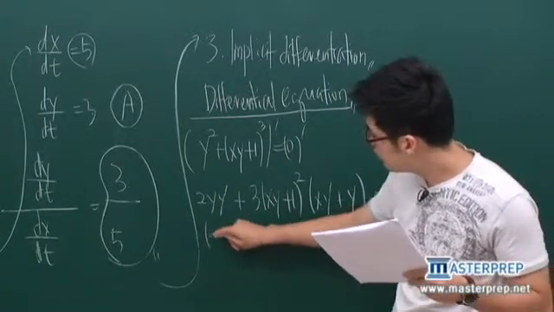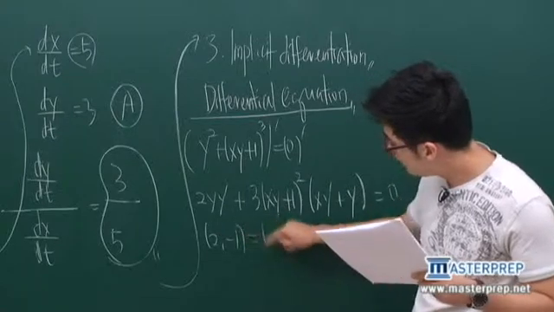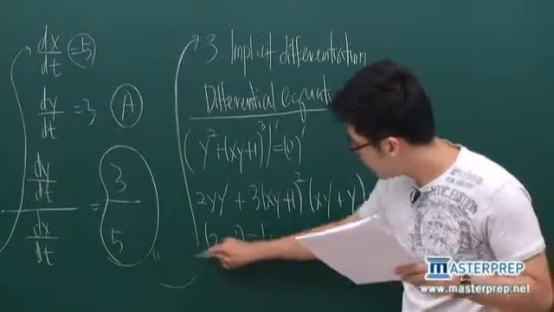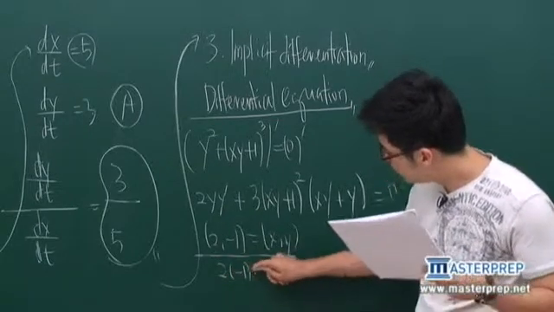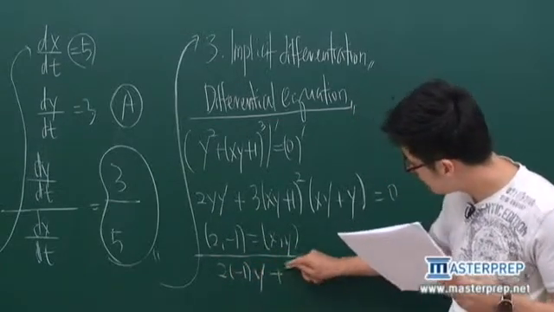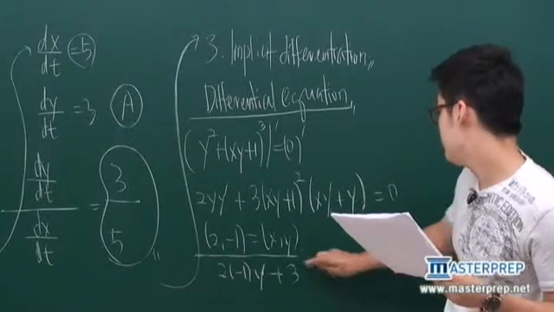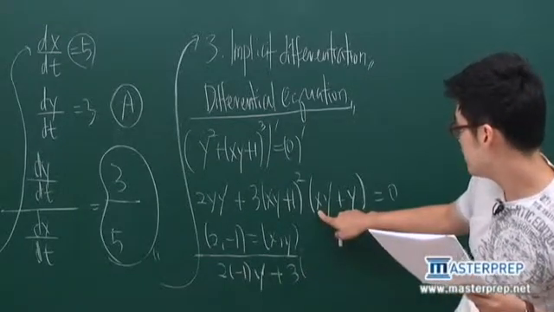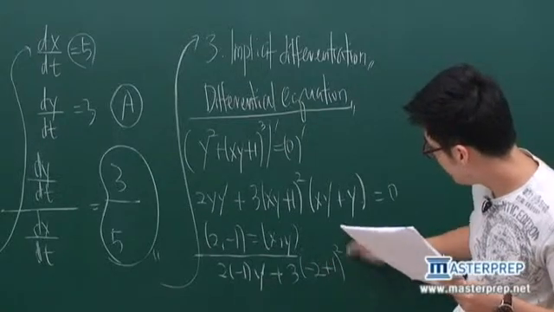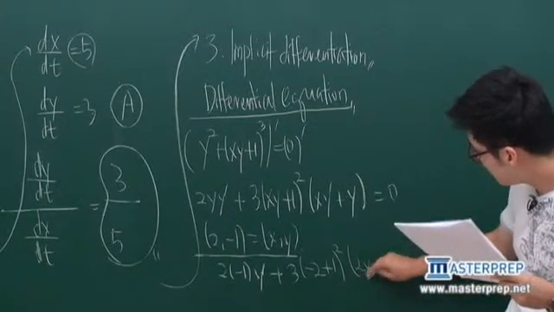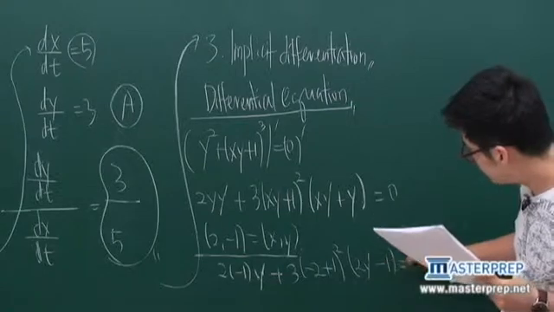Well, plug in 2 and -1 as x and y. What do we have? 2 times (-1) times y prime, right? Plus 3 times, what is it? In this case, -2 first, plus 1, squared, and 2y prime minus 1 is equal to 0.